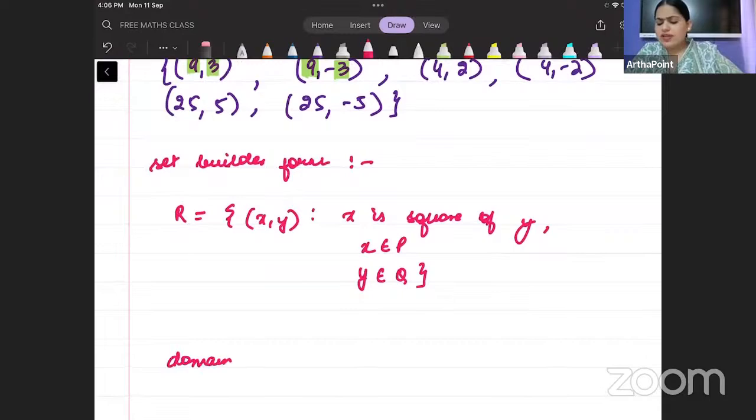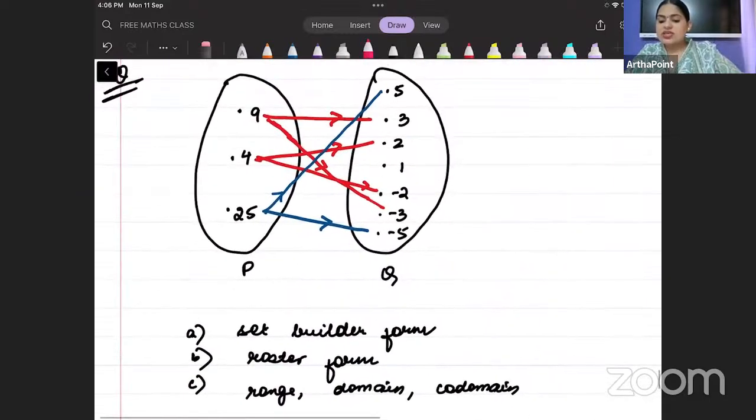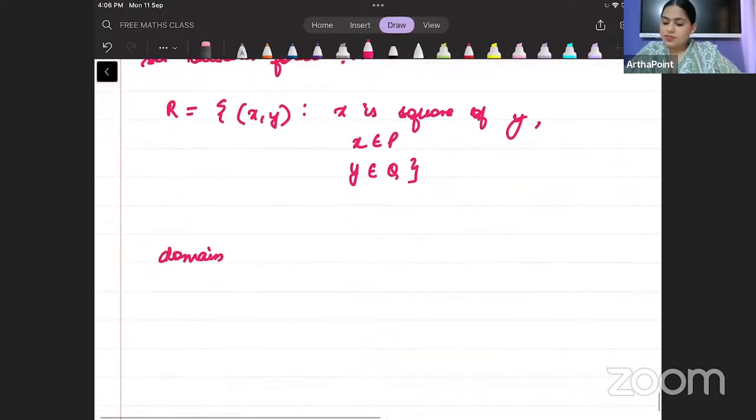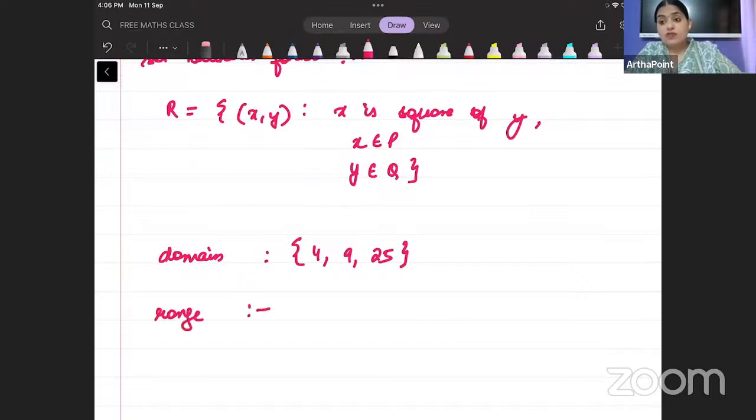Which are those which have an image? Image किस किस की है? 9, 4 and 25 की. So my domain will be 4, 9, 25. Clear? But which are those which are the image of the domain?